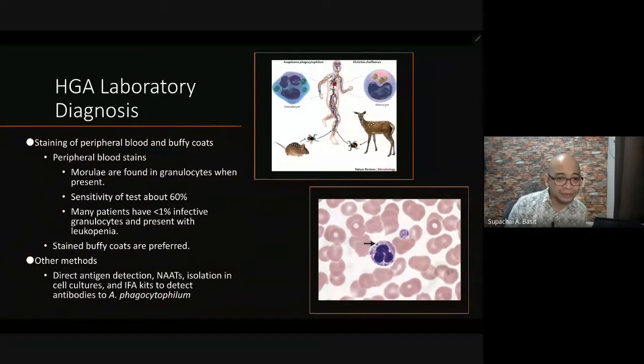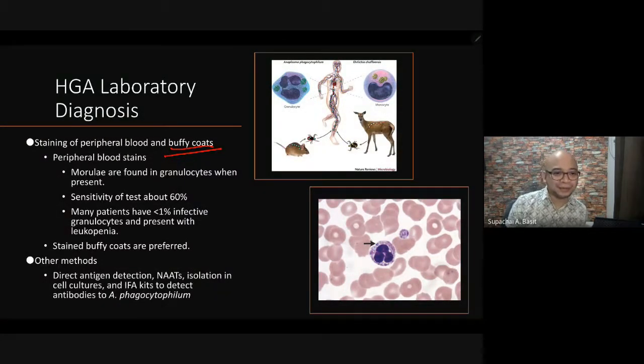So to diagnose, we can stain the peripheral blood and buffy coat. Do you know where the buffy coat is? Buffy coat is located in between the packed cell volume and the WBC. So morulae are found in granulocytes when present. So the sensitivity of the test is about 60%, and many patients have 1% infected granulocytes and present with leukopenia. So we can stain this by buffy coats.